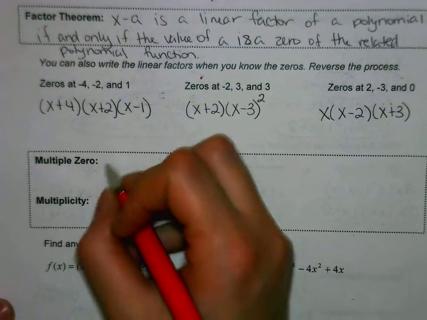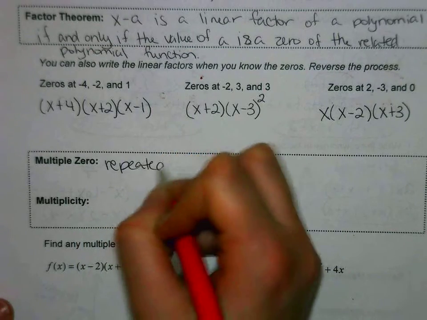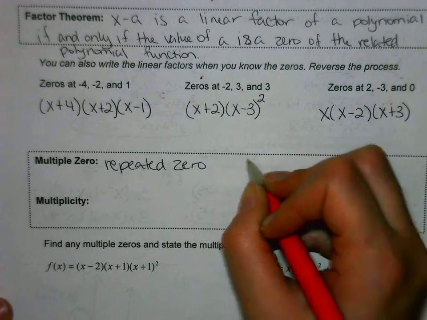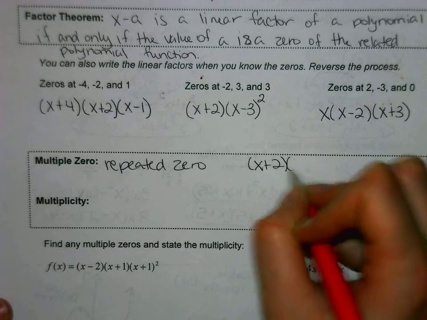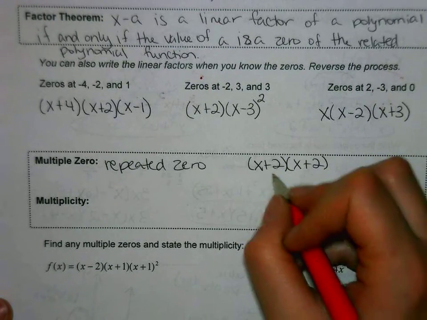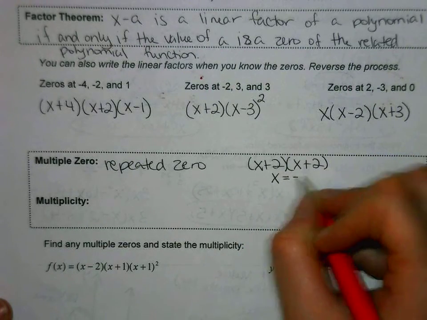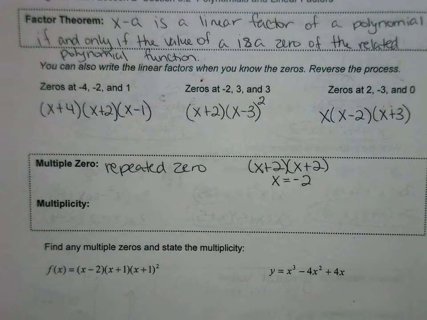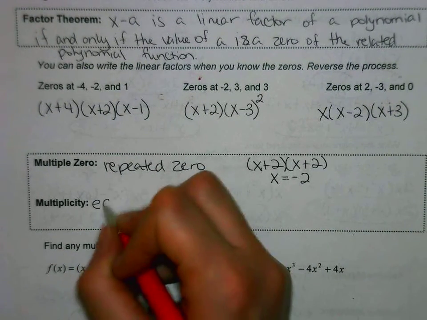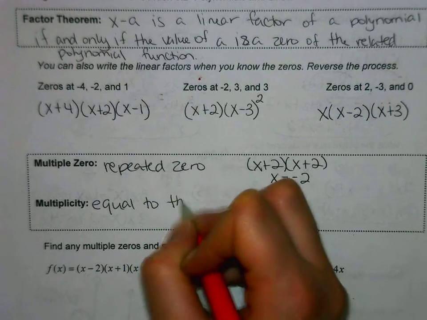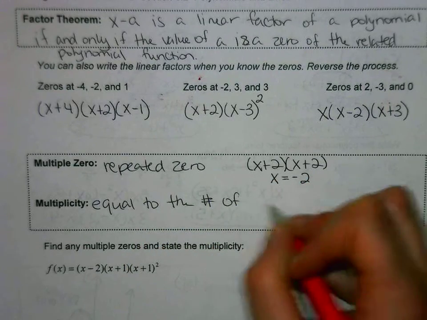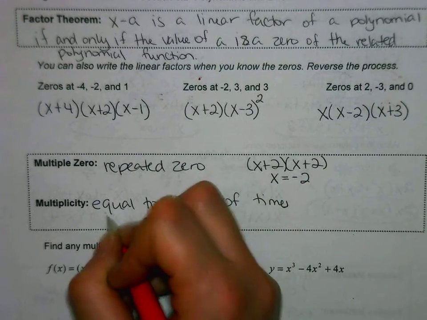Multiple zero is a repeated zero. So for instance, if we have x plus 2 times x plus 2, our repeated zero would be x equals negative 2. Multiplicity is equal to the number of times it occurs.